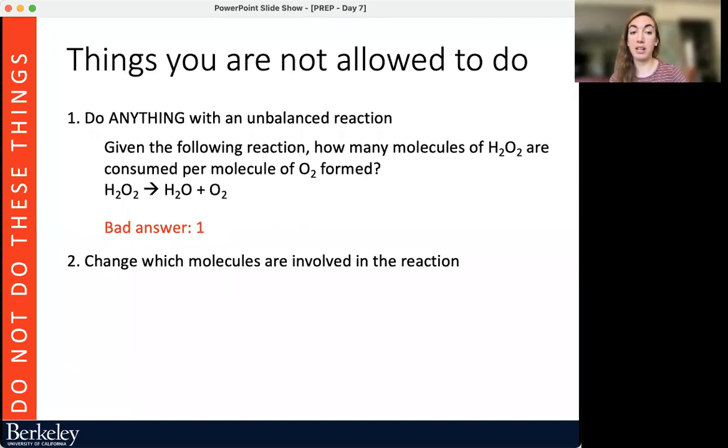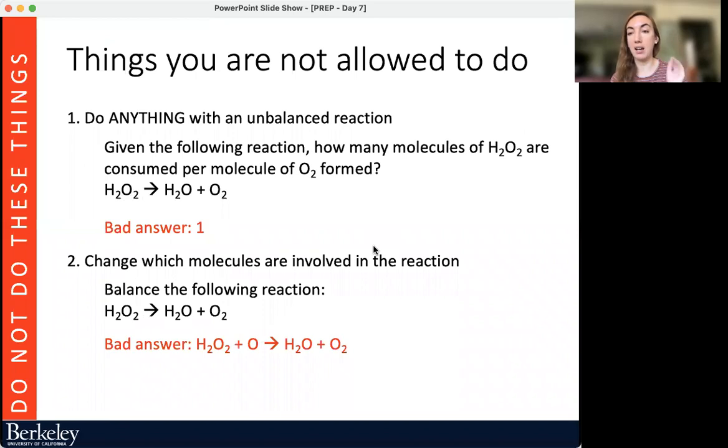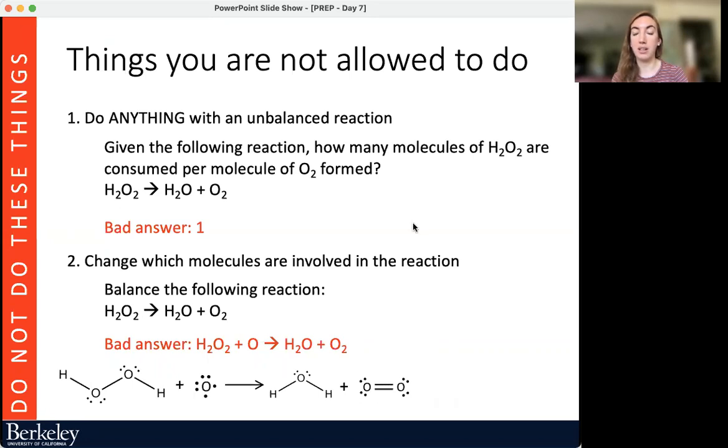And then the other thing you're not allowed to do is change which species are involved in the reaction. So for example, if I'm balancing the same reaction we've been talking about, H2O2 goes to H2O plus O2, I cannot just say, well, I have 2 oxygens on the left and 3 on the right, so I need to add an oxygen on the left. This reaction that I've written in red here is balanced, but it's not the same reaction that I asked you about. What I asked you to do was take this reaction, H2O2 goes to H2O plus O2, and you've given me a totally separate reaction.